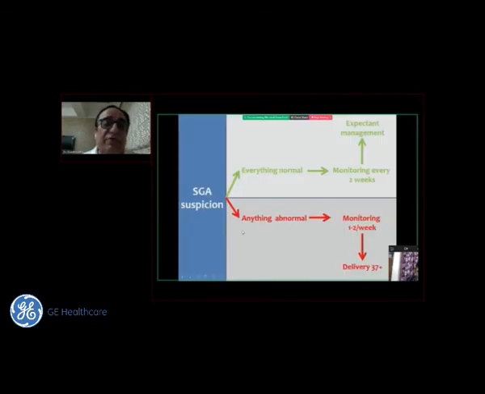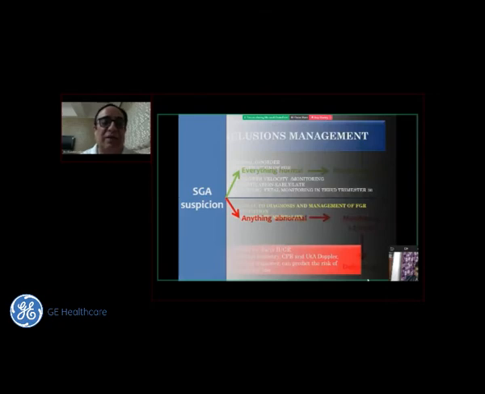And another very, very simplified method is, if you've got a small baby and everything is otherwise normal, monitor every 2 weeks and expectant management. If anything comes up abnormal, monitor every 1 week and deliver at 37 weeks. I can't make it more simplified.